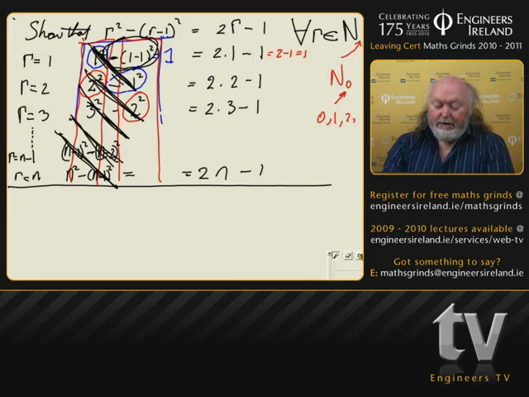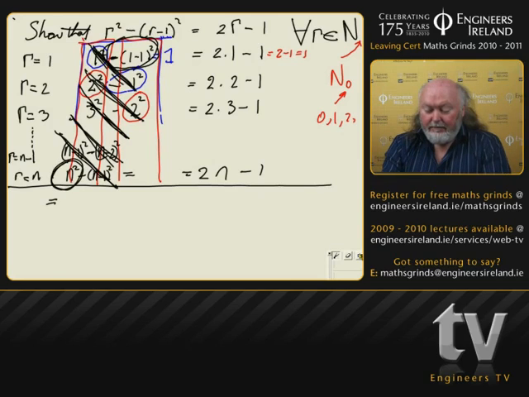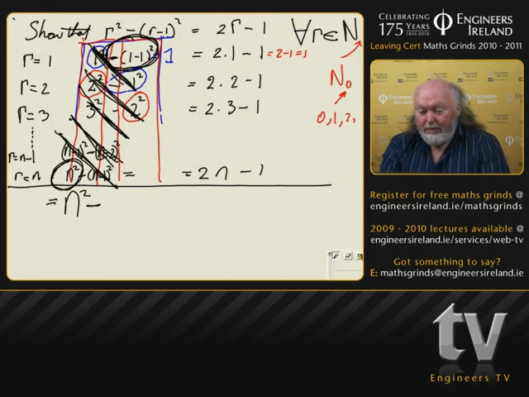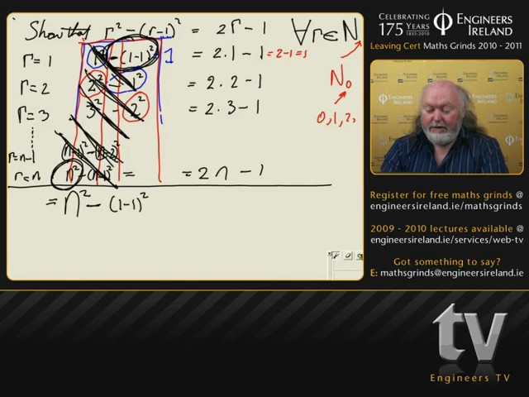And now what are we left with? Down here we're just left with this number here, which is n squared, and the number up at the top right hand side here, which is minus, and I'll write it as I had it, (1 minus 1) squared, which as we know, is 0.